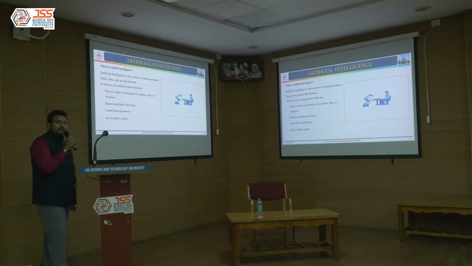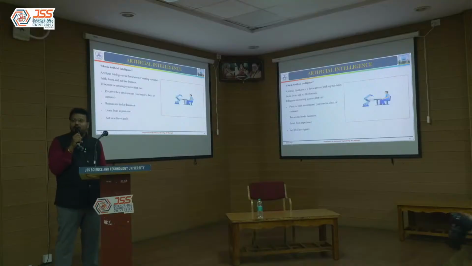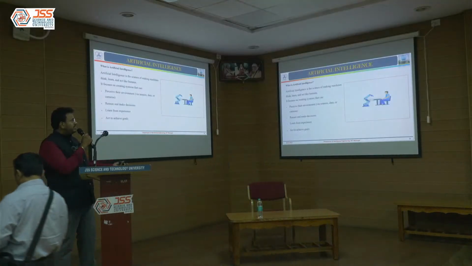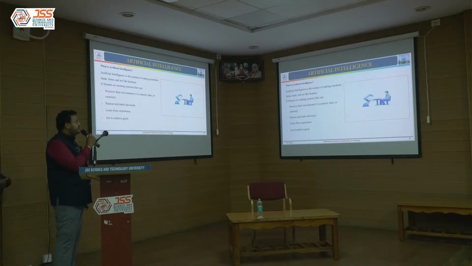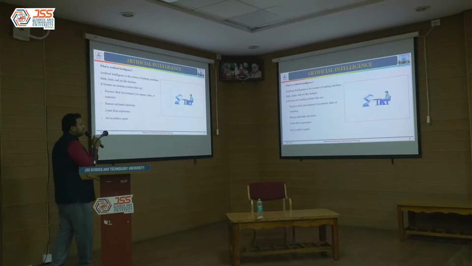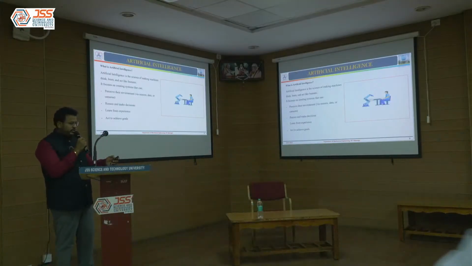Artificial intelligence. So how do we define artificial intelligence? Artificial intelligence is a science of making machines think, learn, and act like humans. It focuses on creating systems that can perceive their environment via sensors, data, and cameras, reason and make decisions, learn from experience, and act to achieve goals. In the simplest way to define it, it's a science which makes machines learn, understand, and act accordingly.